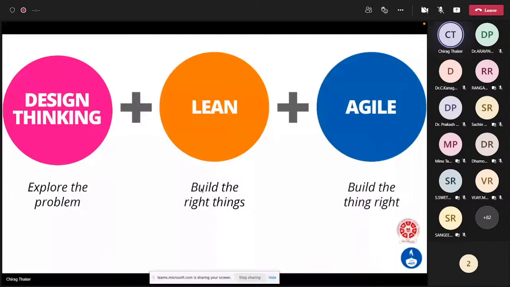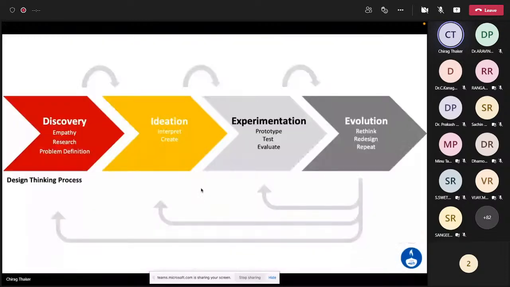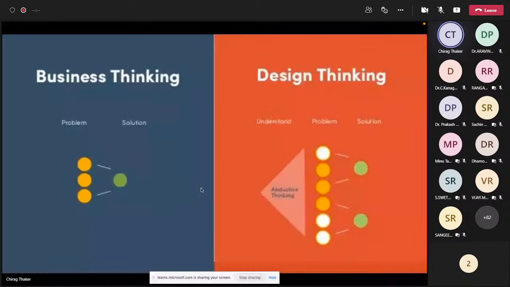So user need and insight. So develop insights, it's a user part, define a point of view, its need, and create a problem statement, its insight. So this is a design thinking process, and again it's a closed loop design thinking process which passes through discovery, ideation, experimentation, and evaluation. So business thinking is all about problems and solutions. So you have a series of problems, you just try to get the solution. Design thinking is all about understanding part, then maybe categories of problem, and then solutions.